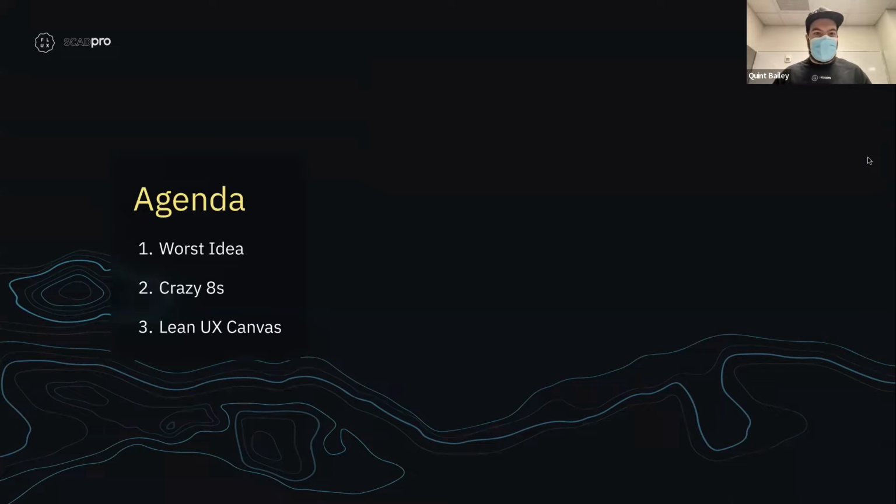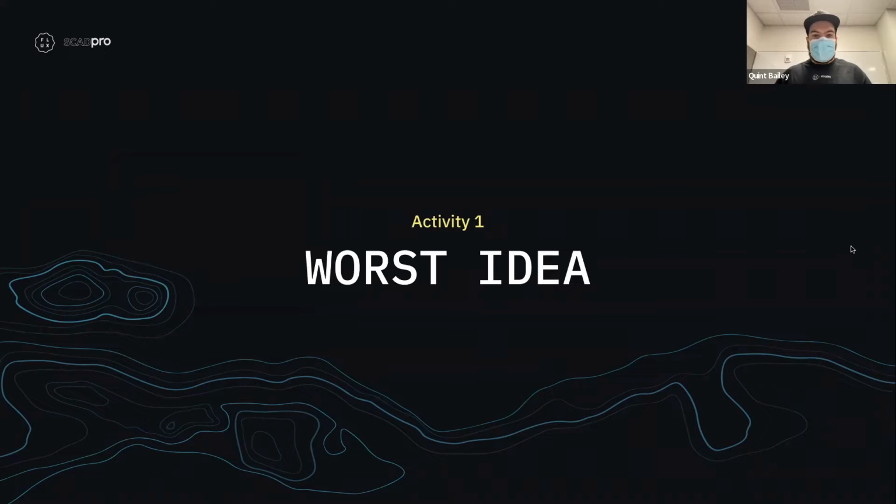We're going to start with one called worst idea. Then we're going to move on to something called crazy eights. And then we're going to talk about the lean UX canvas, which is how you want to take an idea forward once you're pretty set on it. All right, so the first one is called worst idea. It's actually pretty intuitive. You basically just think of the worst idea that you possibly can to solve a problem.